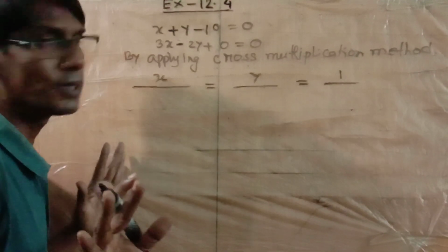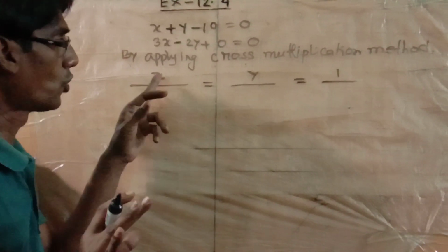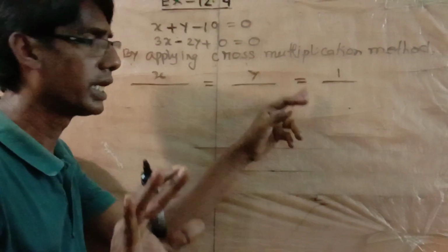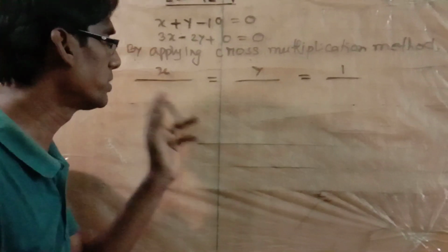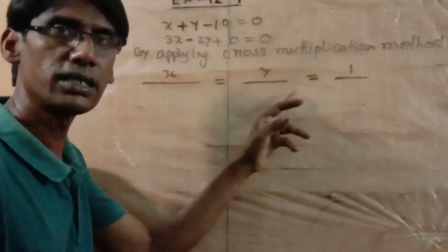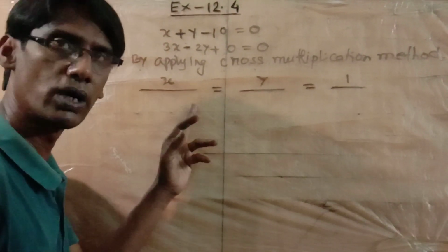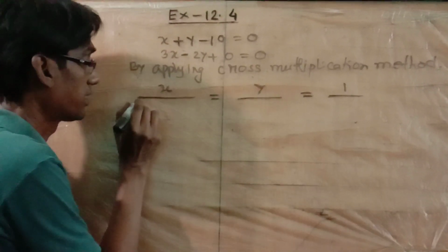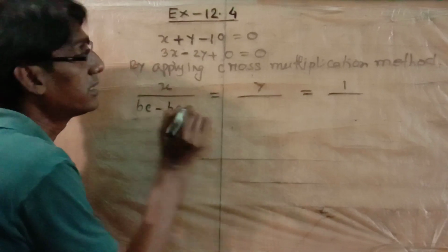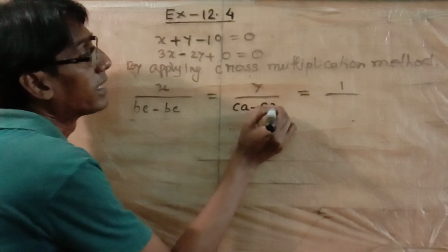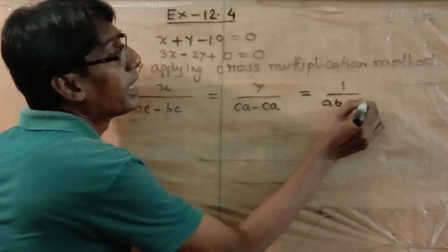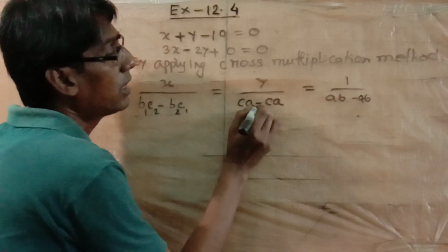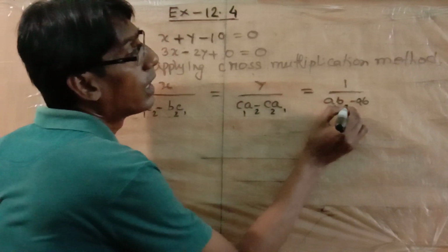Now applying the cross multiplication method, we know the formula is b1 c2 minus b2 c1, c1 a2 minus c2 a1, a1 b2 minus a2 b1. Easy method: bc minus bc, ca minus ca, ab minus ab, with indices 1 2 2 1. I write here for your understanding.